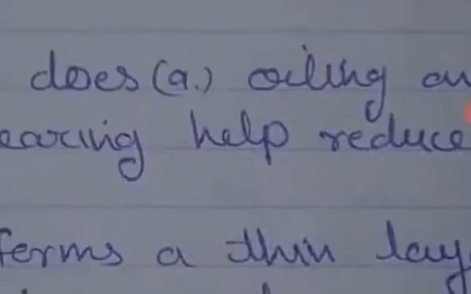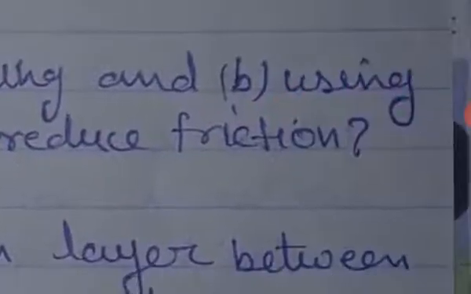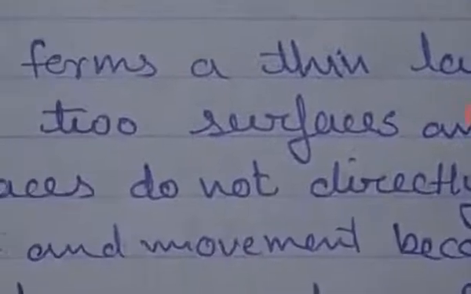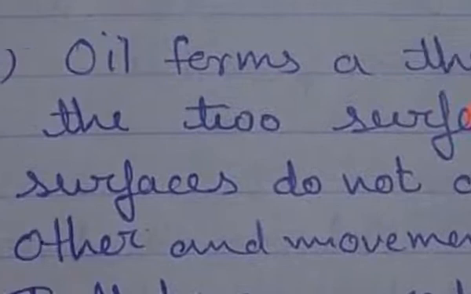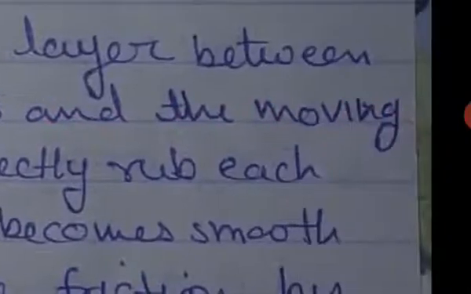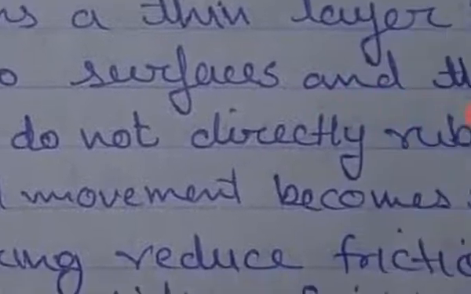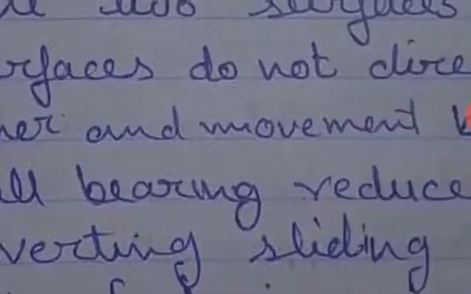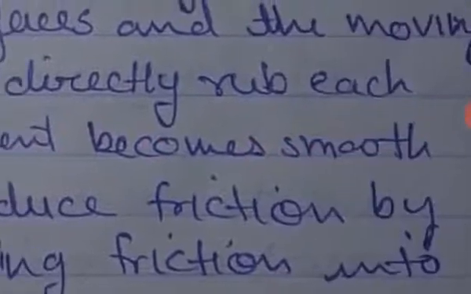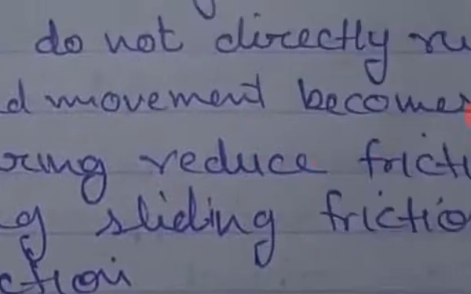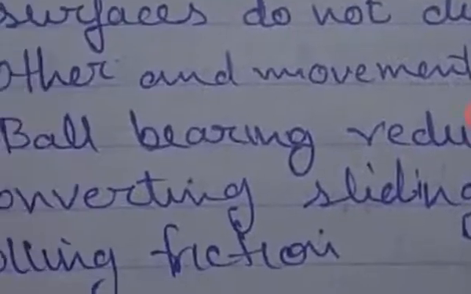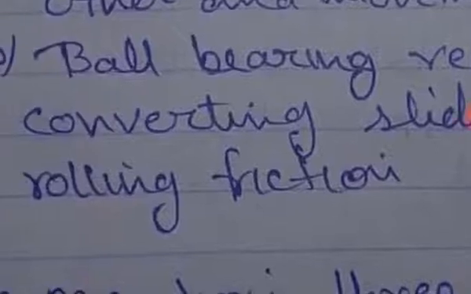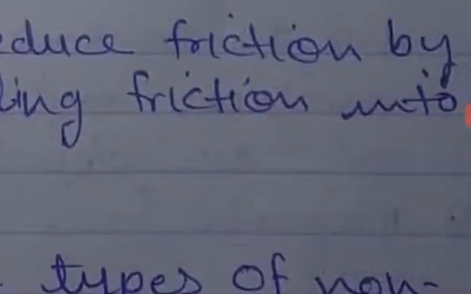Second, how does the oiling and the using of ball bearing help to reduce the friction? And the answer is, oil forms a thin layer between the two surfaces, and the moving surfaces do not directly rub each other, and the movement becomes smooth. And the second is, ball bearing reduces friction by converting sliding friction into rolling friction.